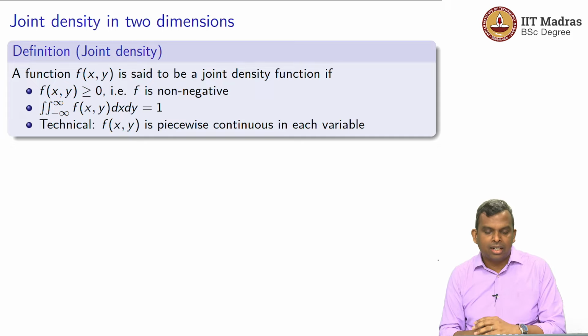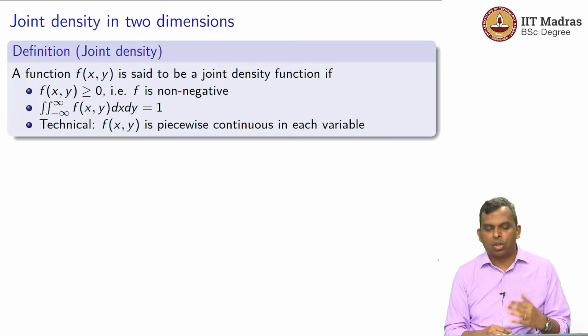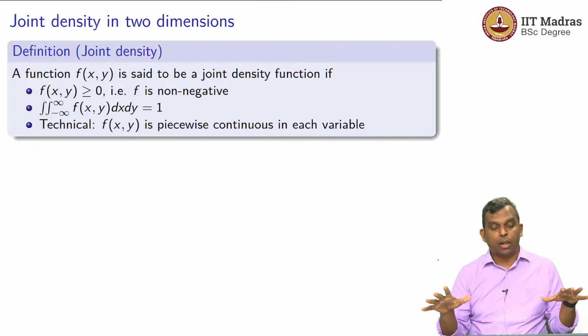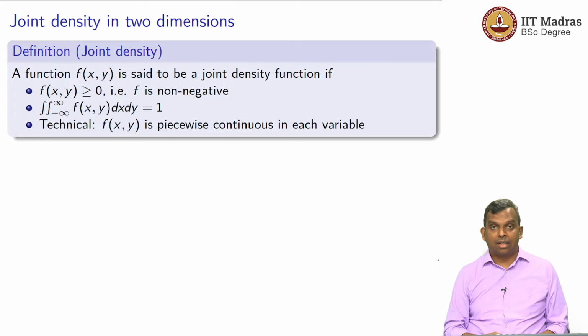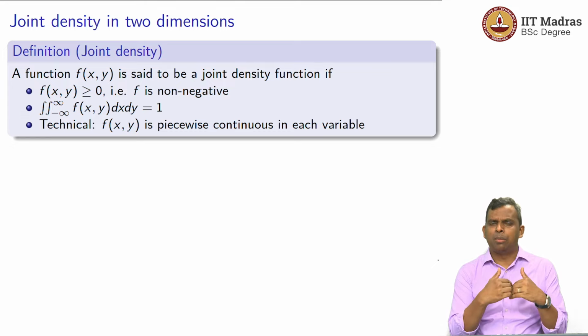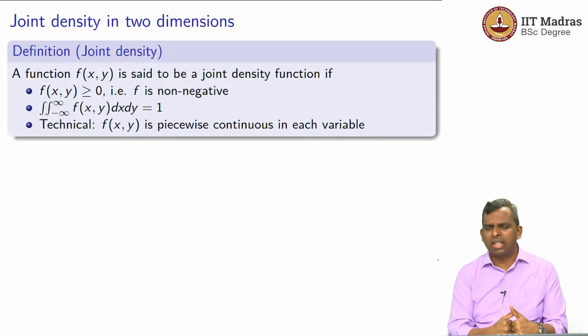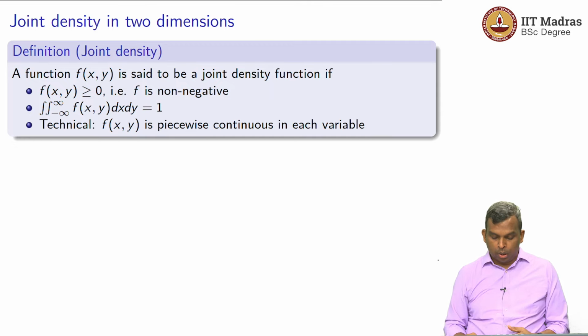There is a technical continuity requirement, which we will assume in this class at least: piecewise continuous in each variable. The first two are critical. It needs to be non-negative and it should integrate to 1. That's the definition of joint density. You can see how this very easily extends from one dimension, right? In one dimension also you have something very similar. We extend it to two dimensions.